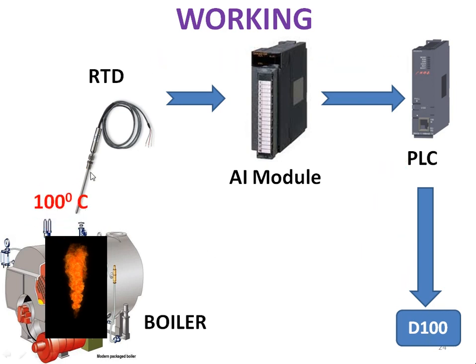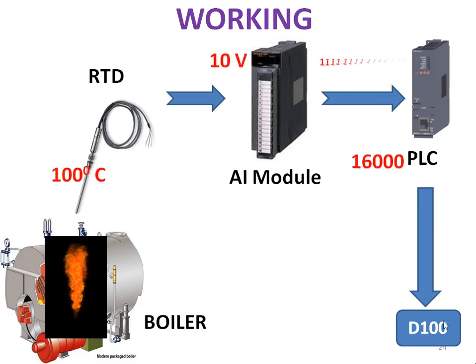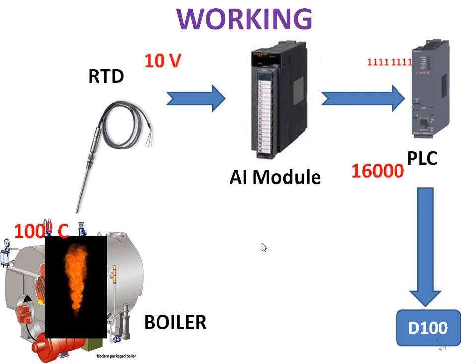If it is 100 degrees Celsius, then your RTD will produce a 10 volt analog signal. This voltage signal is given to the analog input. It is converted, and then all the bits will be 1111111111111111. The equivalent decimal value will be 16,000 and it is stored in the PLC or microcontroller memory location. So this is the working of the temperature measuring system.